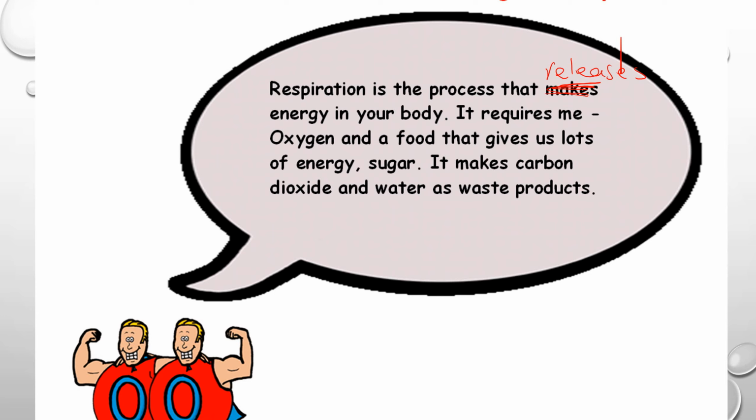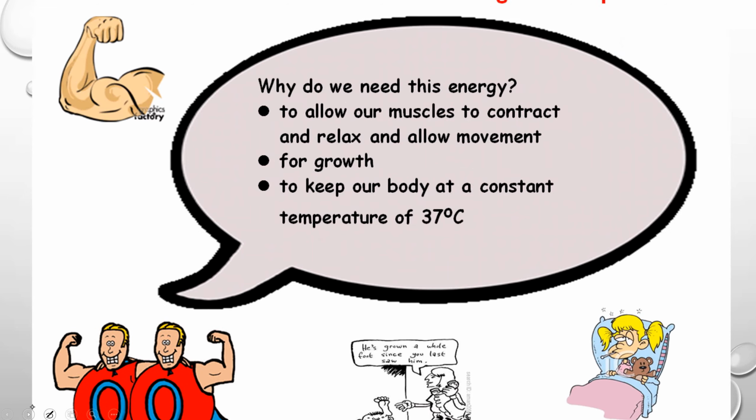It requires oxygen and a food source that gives us lots of energy, that is sugar. And sometimes we hear of sugar described as being glucose. There are lots of different types of sugars. Glucose is a simple sugar that is used in this process of respiration to release energy. Respiration makes carbon dioxide and water as waste products.